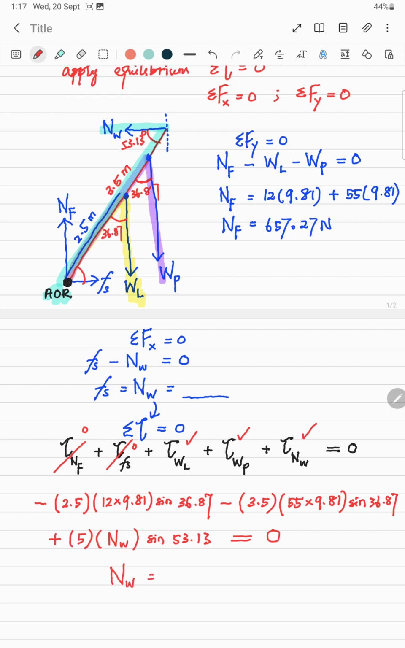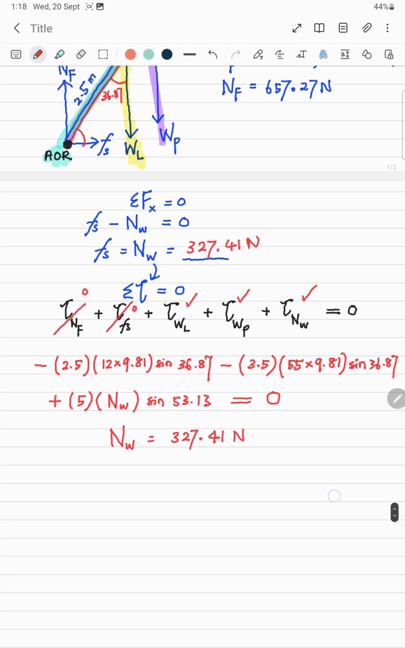We will get the normal force from the wall to be around 327.41 Newtons. Okay, so I get the normal force from the wall. It is understood that I will get the value of Fs, whereby Fs is equal to the normal force of the wall, so it will be 327.41 Newtons.